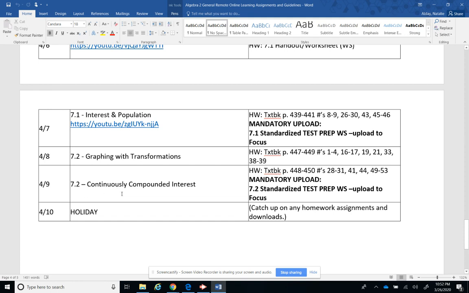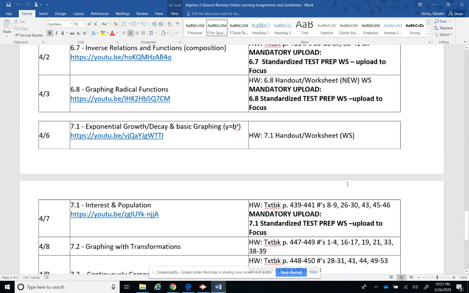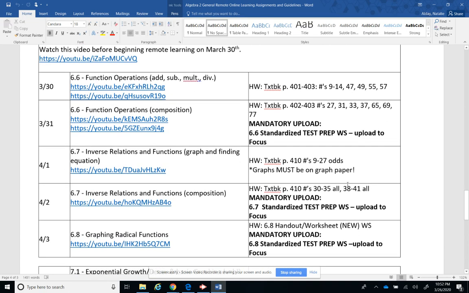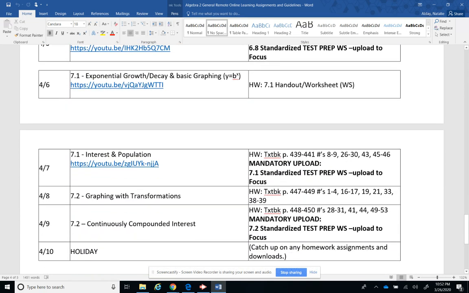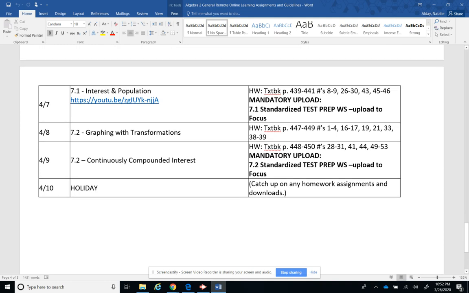It'll be part 2. You'll have a homework assignment from the textbook, and then you'll have your mandatory upload, your 7.2 standardized test prep worksheet. So as of right now, you should have uploaded a 6-6 worksheet, a 6-7 worksheet, a 6-8 worksheet, a 7-1 worksheet. So you should have uploaded 4. And then tomorrow you'll upload the last one.